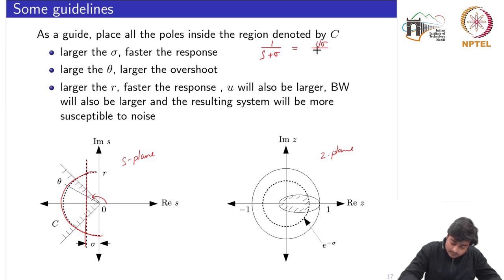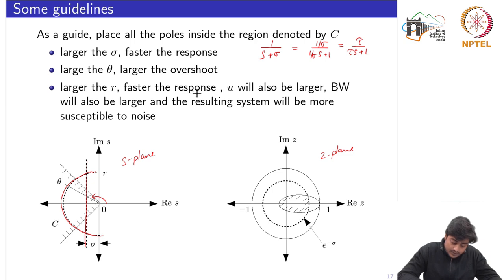So s plus sigma, I can also write this as equivalent to 1 by sigma into (1 by sigma s plus 1), and replacing 1 by sigma by tau, I can write this as tau by (tau s plus 1), where tau is the time constant. So if we have a larger sigma, the value of the time constant tau would be smaller, meaning to say the response would automatically be faster. If we have a larger theta, larger the overshoot. If we have a larger r, the response of the system would be faster.